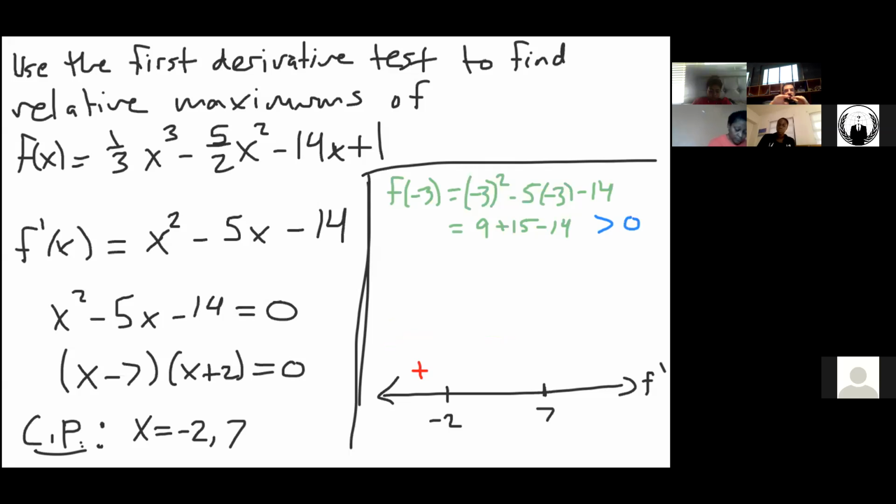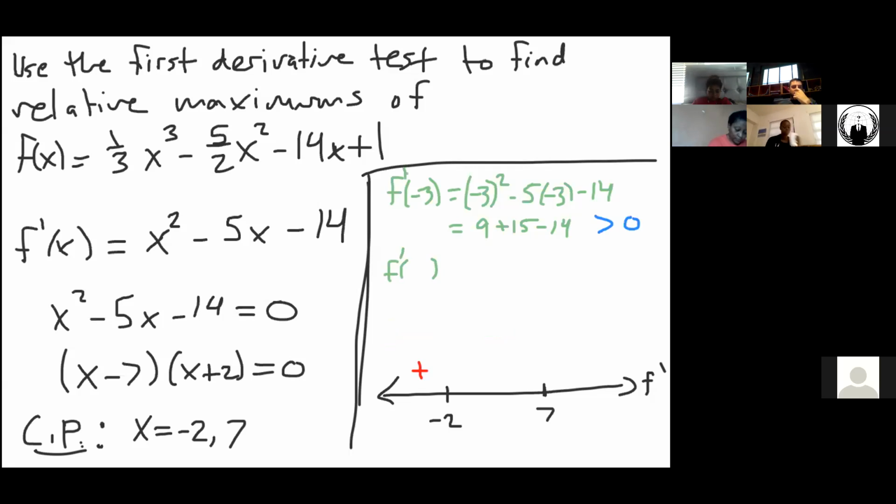Let's just finish off this sign chart for my first derivative. I also want to test between -2 and 7. What's a nice, easy value to choose between -2 and 7 that I can plug into my derivative? It's my derivative that I'm plugging it into.